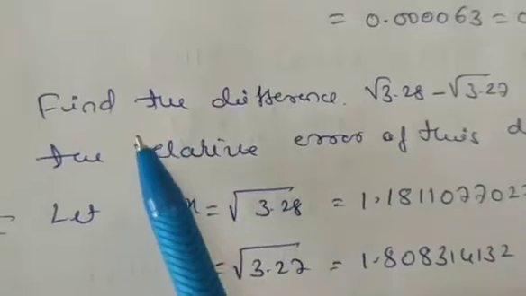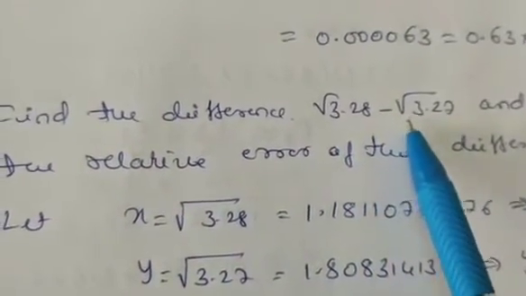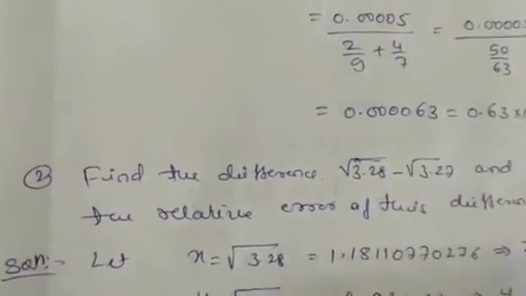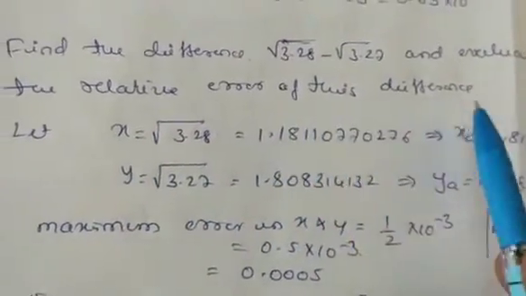Let us take one more example. Find the difference square root of 3.28 minus square root of 3.27 and evaluate the relative error of this difference.